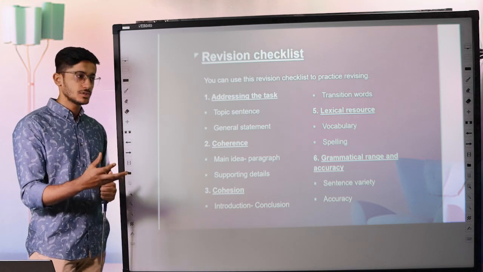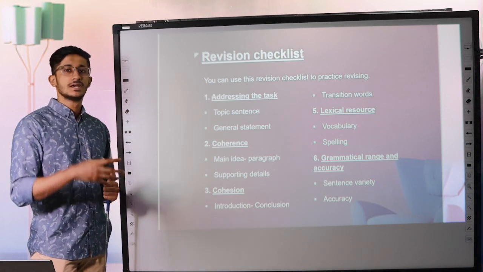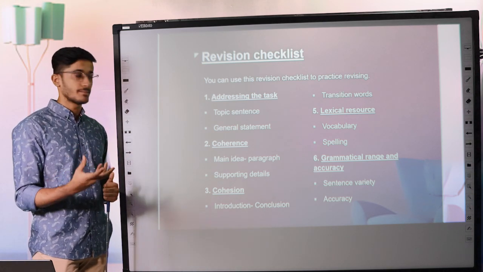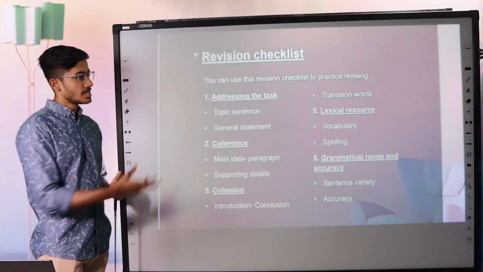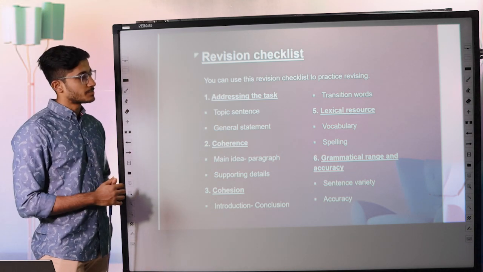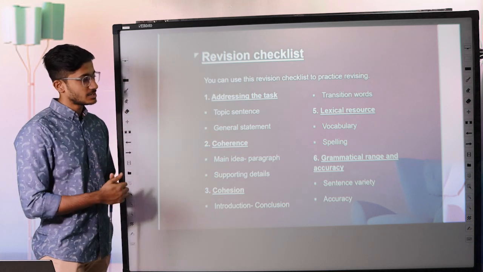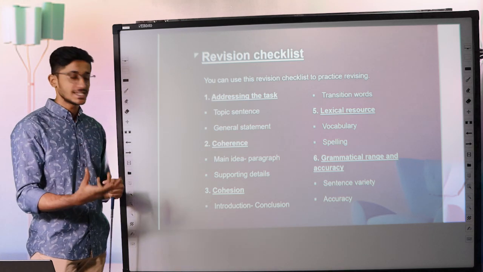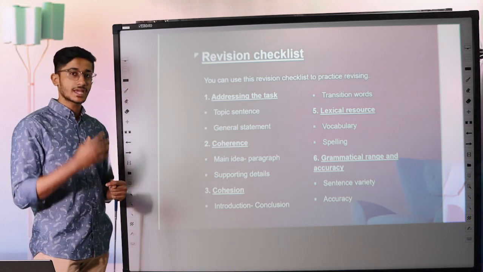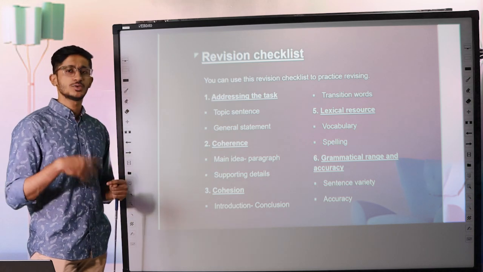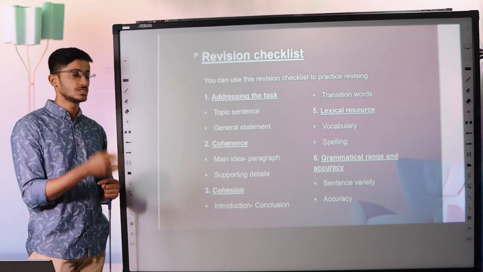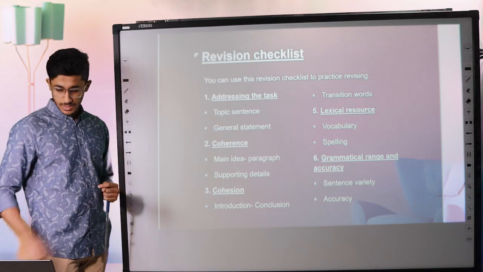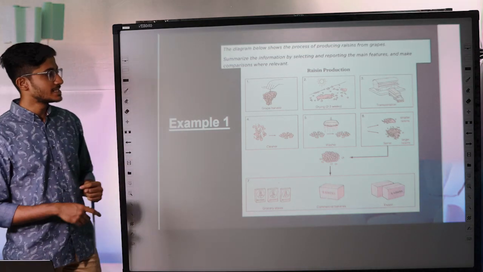So you check your vocabulary. If you have used some good, rich vocabulary, then you check your spellings and your grammar, if you have made any mistakes. Then comes the sixth topic in the checklist, which is grammatical range and accuracy. You have to check whether you have included a wide variety of sentences, whether you have a high accuracy of the words that you have used, whether they fit in those particular sentences, and whether they make proper sense or not.